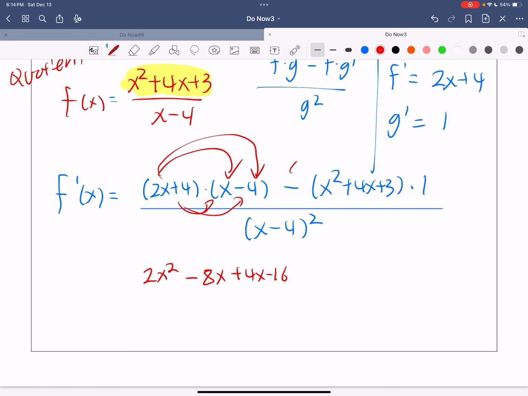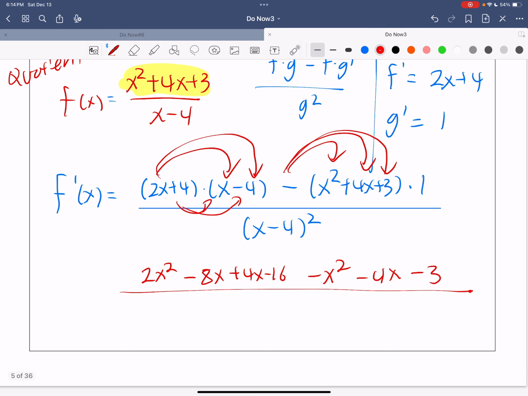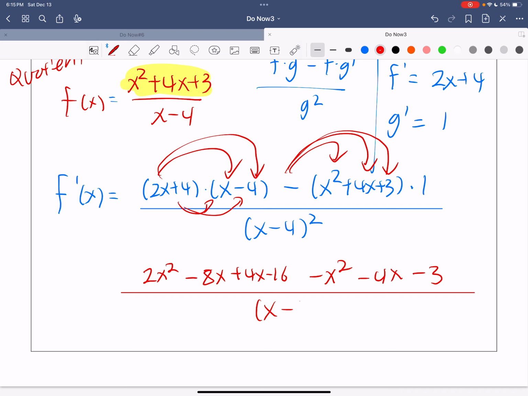Now this negative goes here. Negative times x squared is negative x squared. Negative times positive 4x is negative 4x. Negative times positive 3 is negative 3. Times 1 does not mean anything else. Over x minus 4 squared.